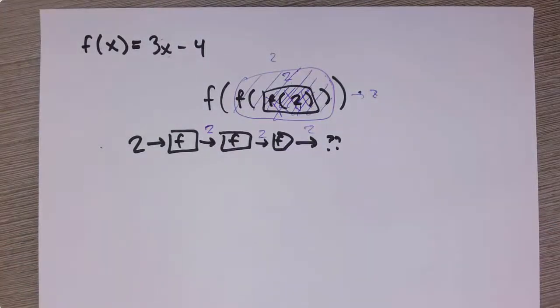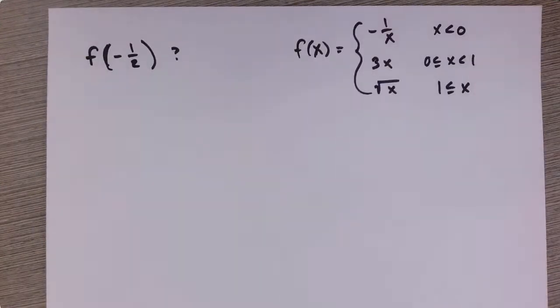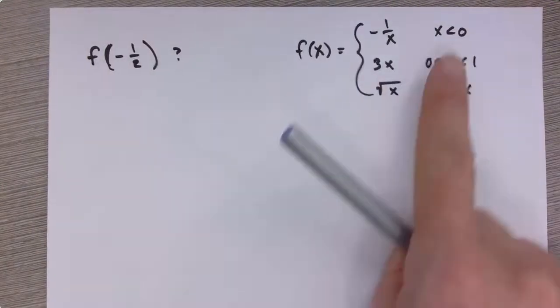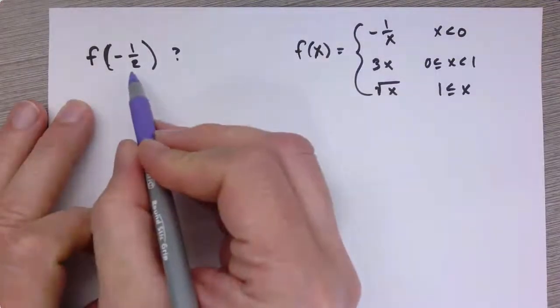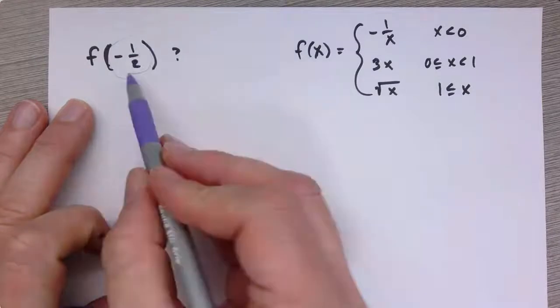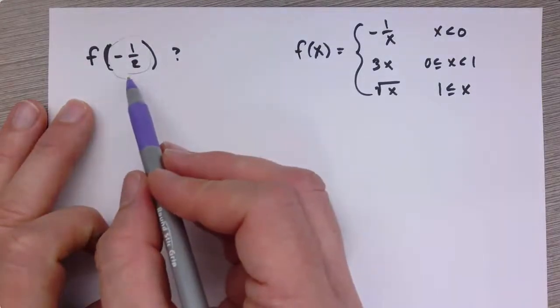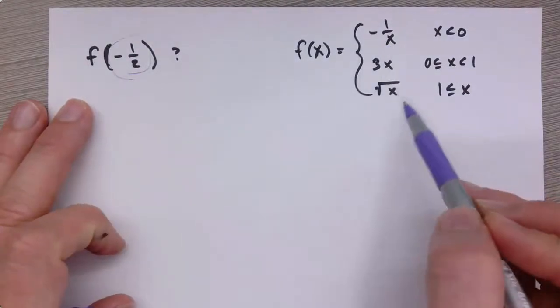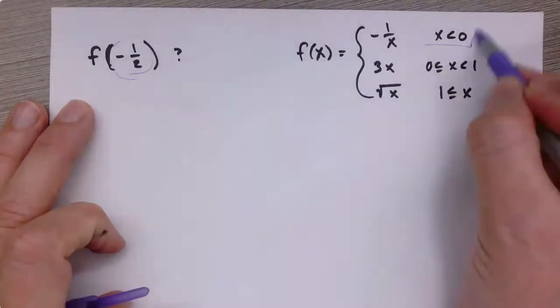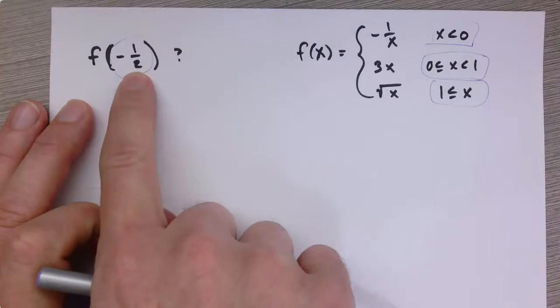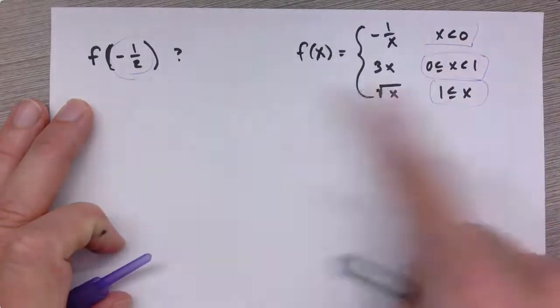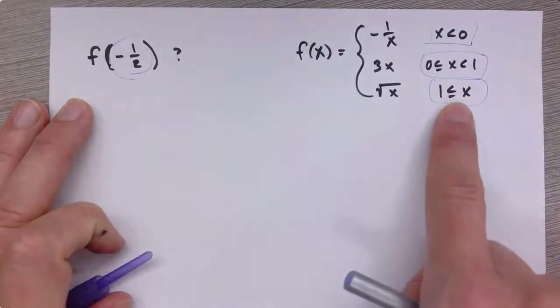Okay, but what if f is a piecewise defined function? All right, so let's say f of x is defined by these three pieces. Remember that if you were going to try and evaluate the function, you're plugging in negative 1/2 for the x value, but how do you know which equation to plug into? That's what these intervals are for. You have to think, if x is negative 1/2, which interval is it in?